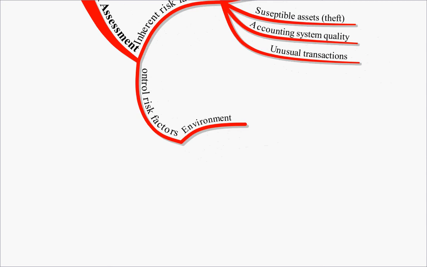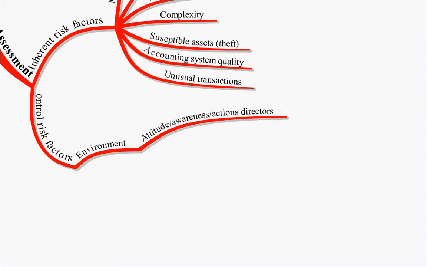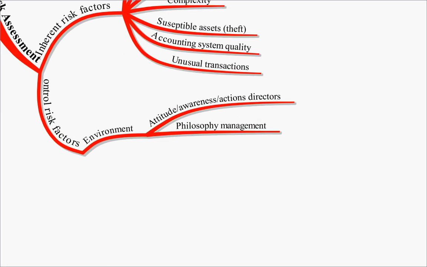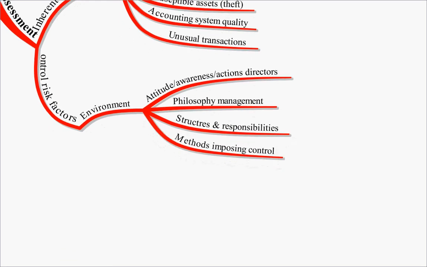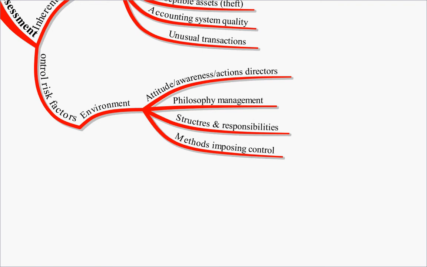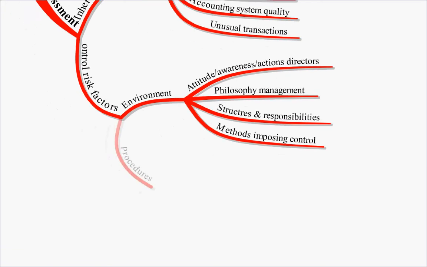Control risk factors. Well, the control environment, this will surround the attitude, awareness and actions of directors, the philosophy of management, and the structures and responsibilities within the business. Also, the methods that are used to impose control. Is there strong disciplinary action if controls are not adhered to?